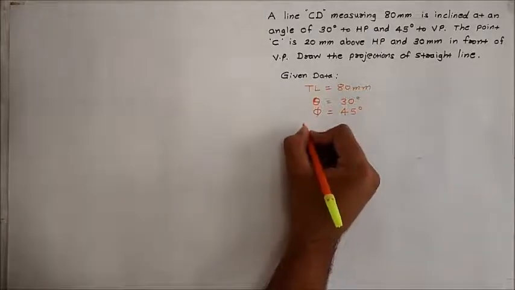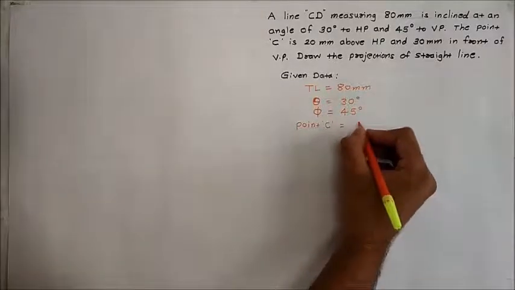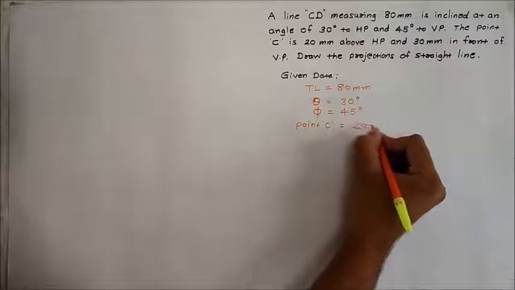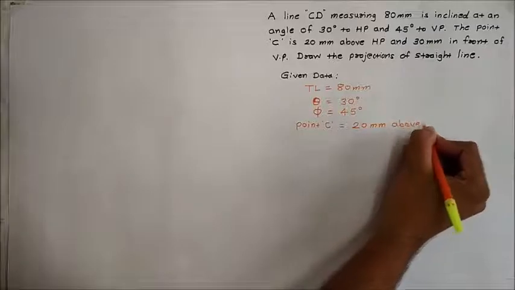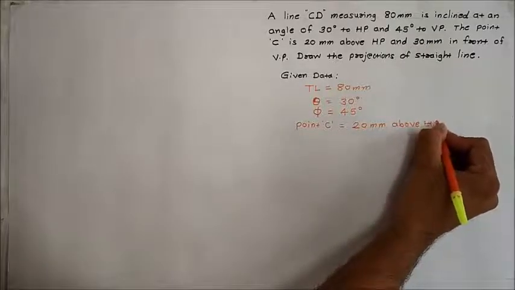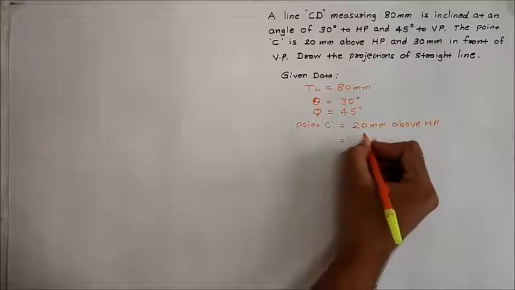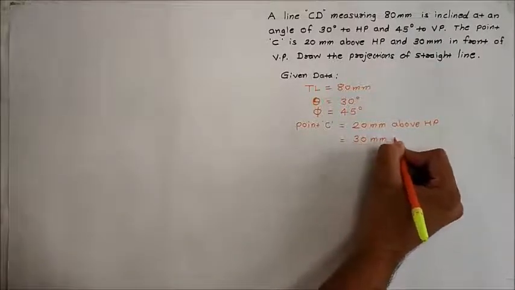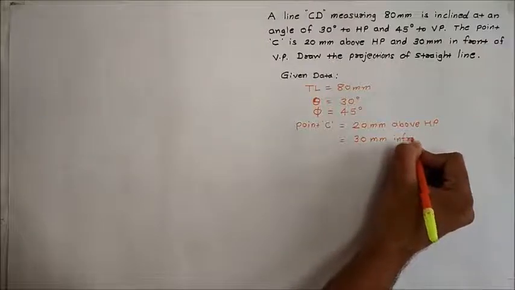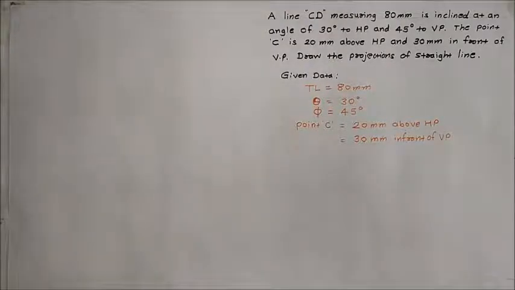So the position of point C is equal to 20 mm above HP and 30 mm in front of VP. So these two things are given related to point C, and a total of 5 parameters are given, by using which we have to draw the projection of the straight line.